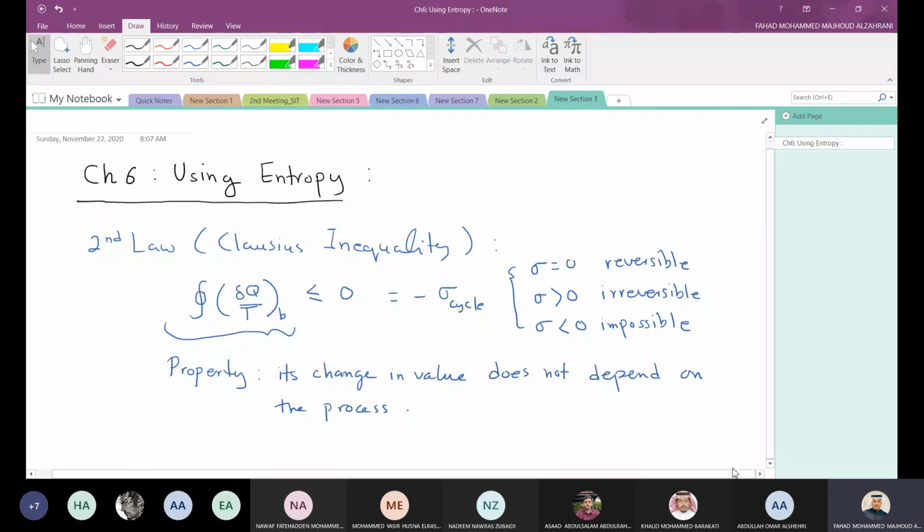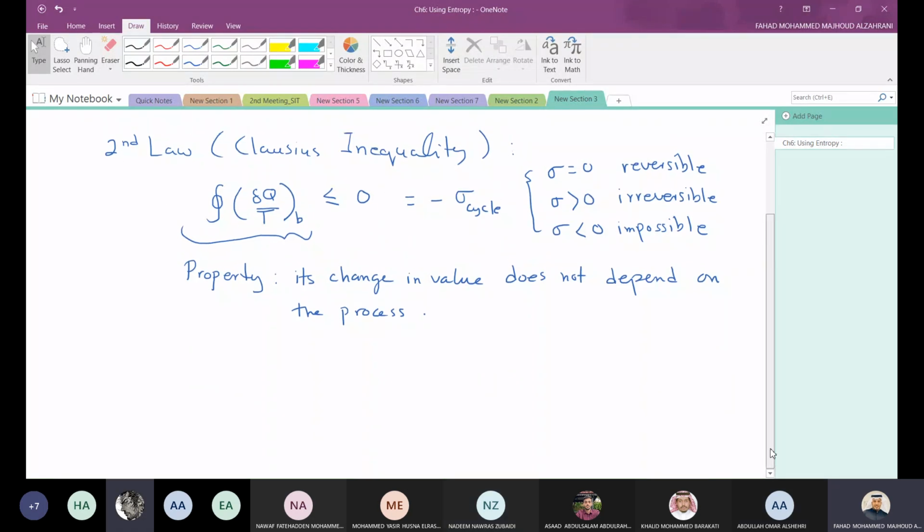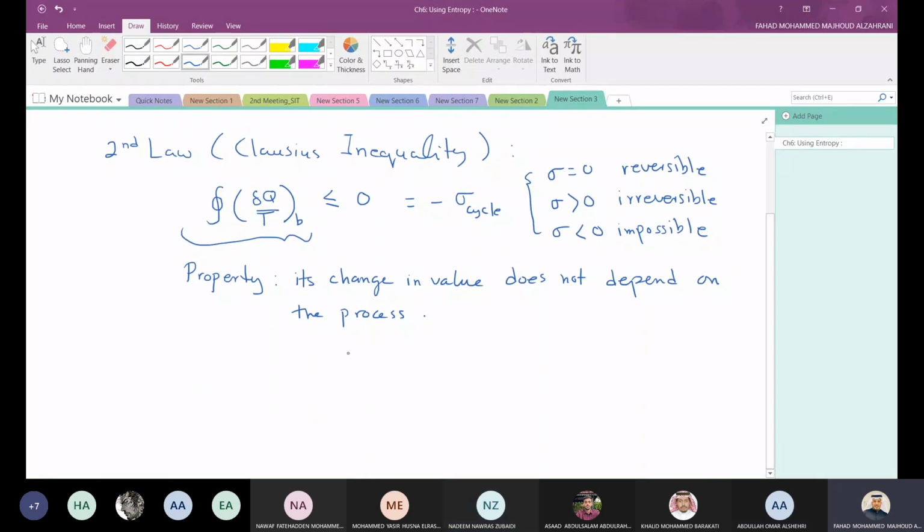Are you following? Yes, doctor. What are we saying now? We're saying that this is the Clausius inequality. Now I want to prove that this integral is basically a property. Okay? So, proof.